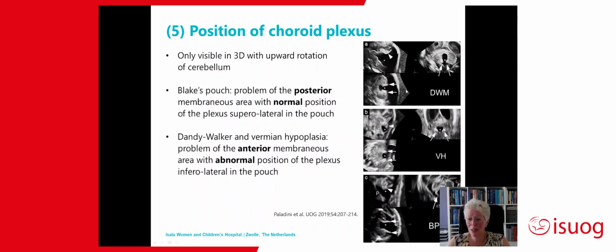If we look at the Dandy Walker and the vermian hypoplasia, we can see over here the Dandy Walker malformation. Again, this is the sagittal view, where we can see an abnormal vermis, which is rotated upwards. And if we look here at the coronal view, we can see the cyst over here. And you can see that the position of the choroid plexus is on the inferior part of the cyst. And this is a problem of the anterior membranous area with an abnormal position of the plexus.